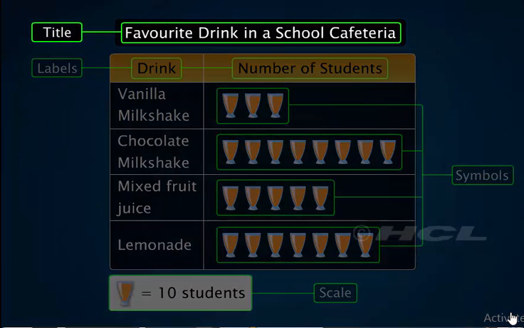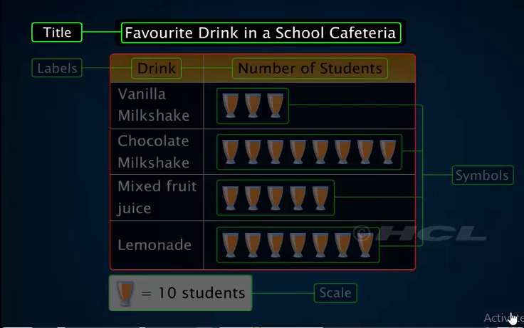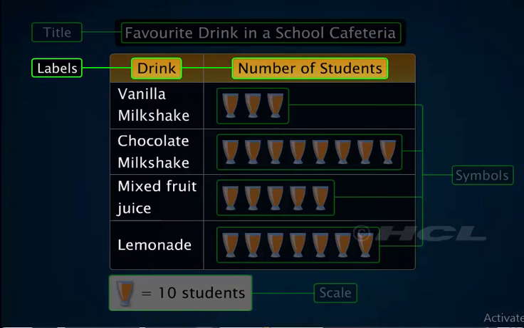Each pictograph has a title. The title of the pictograph provides an overview of the type of information presented in the pictograph. For example, the title of this pictograph tells us that the graph displays the favorite drinks served in a school cafeteria. Another important part of the pictograph is labels. The labels on the graph tell us about the type of data and the amount of data presented. In this pictograph, the labels indicate the type of drink and the number of students who prefer the drink.